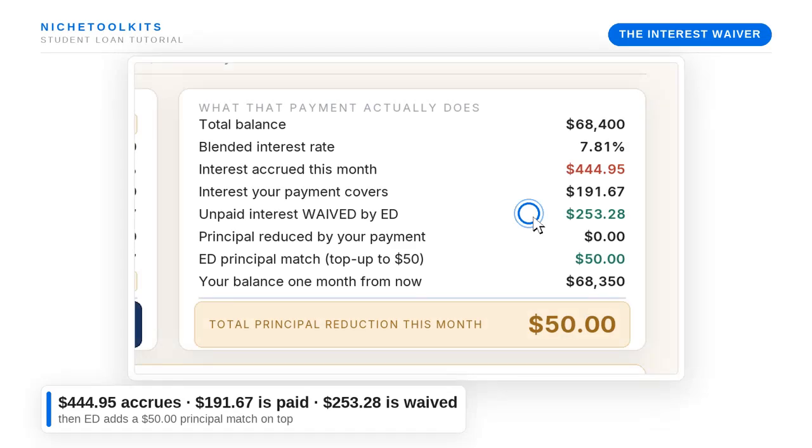Chapter 3, and it sounds impossible. Interest accrues at $444.95 a month. The payment is $191.67. That's a $253.28 shortfall, and under RAP, the government waives it instead of adding it to your balance, then matches $50 of principal.